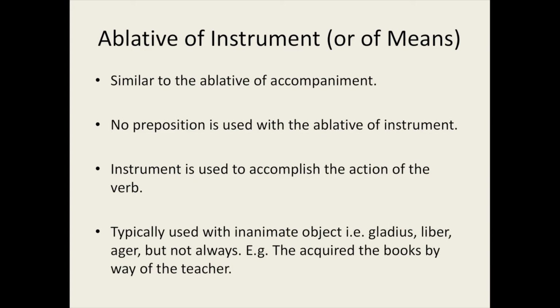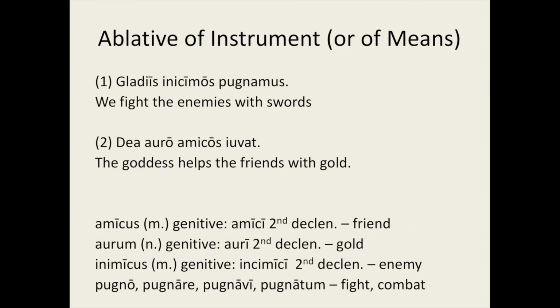Lastly, we have the ablative of instrument, sometimes referred to as the ablative of means, which indicates that an action is achieved by means or by way of an instrument. This instrument or object is typically an inanimate object, as in to say something which is non-living. We have come across a few examples of inanimate objects in Latin: gladius, a sword; liber, a book; ager, a field. Unlike the ablative of accompaniment and the ablative of location, the ablative of instrument does not make use of a preposition. Here are some Latin examples of the ablative of instrument.